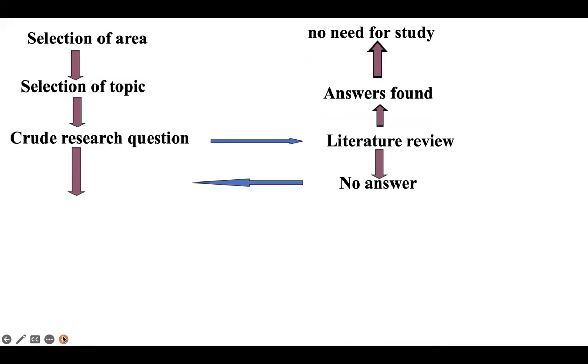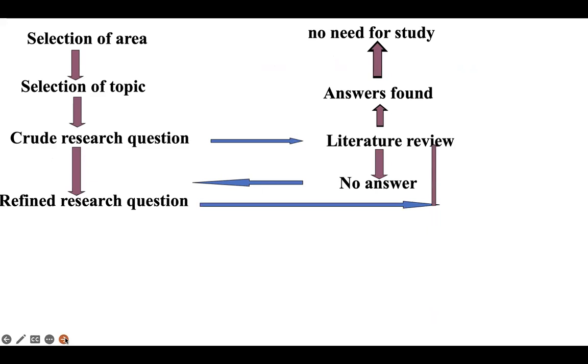So this may be an MCQ question: what do you have to do when you do not find the answer? Either you have to select the topic again, or you have to make a new question, or you have to refine the question. The answer is that you refine the research question. When you refine the research question, once again you go to the library, social media, internet, and web to review the literature.